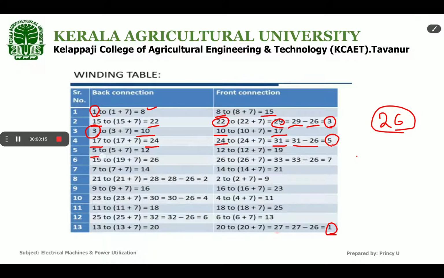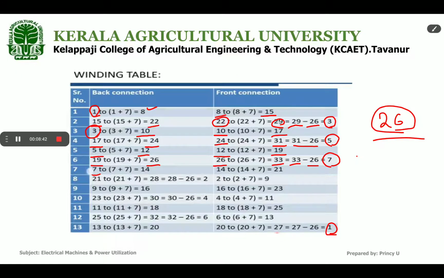Then you start from the fifth, 5 plus 7, 12. 12 to 19. Then 19 to 26. It is possible, since the total number of conductors is 26. Then from 26 to 33. What should we do? Whenever we get a value greater than 26, we should subtract it. 33 minus 26, you will get the seventh conductor.